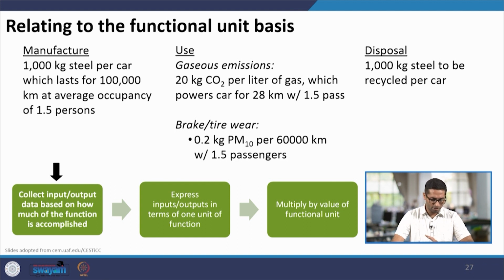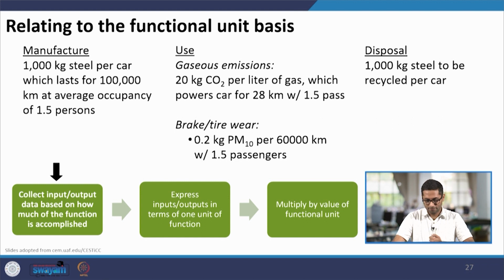Herein I am trying to quantify the different inputs and outputs. So this is with respect to the manufacturing phase. Now let's go to the use phase. Whenever I am using the car, it would be emitting CO2 from the tailpipe. I am assuming that it would be emitting around 20 kgs of CO2 per liter of petrol that it uses, which powers the car.